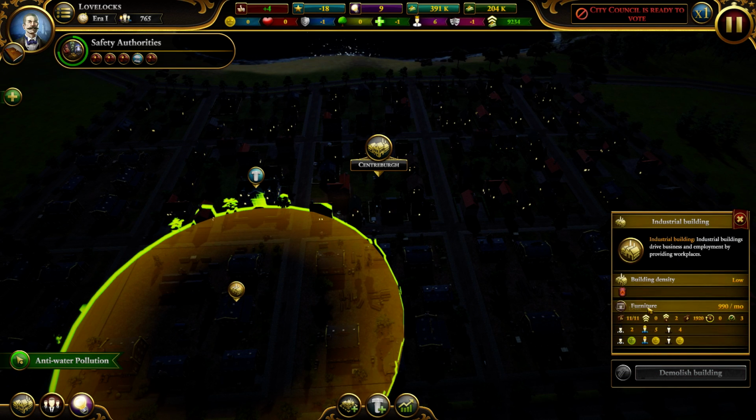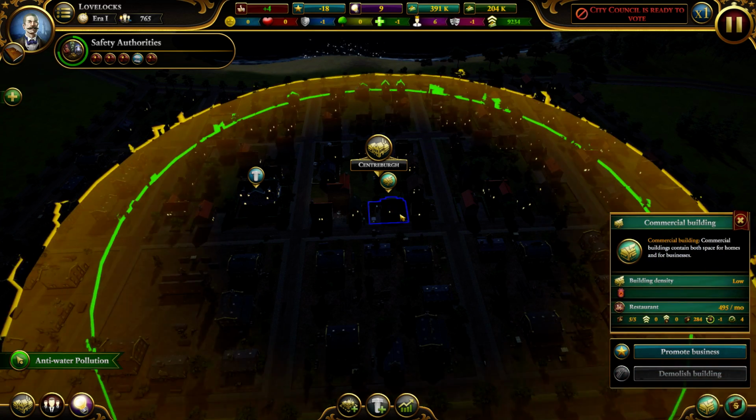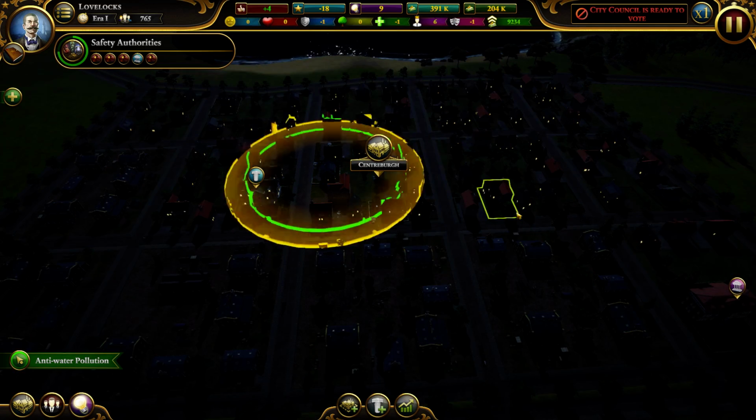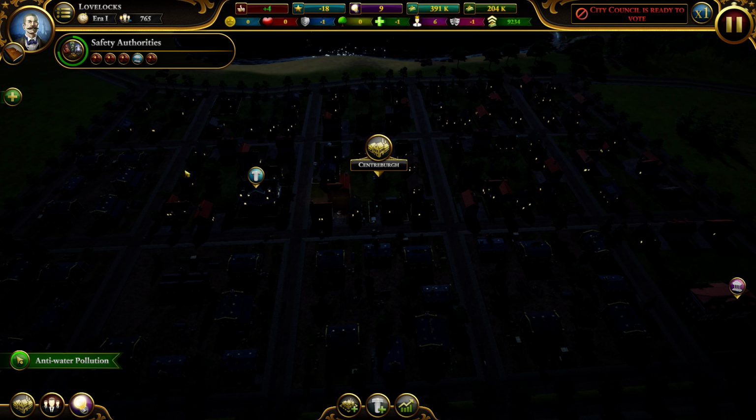I can demolish buildings. Pretty cool that I can promote the businesses. Just not sure if it's really a great idea. I guess I can spend my money on whatever I want.